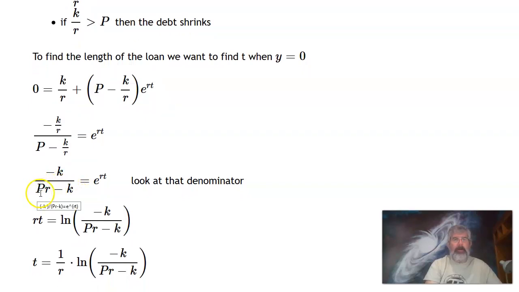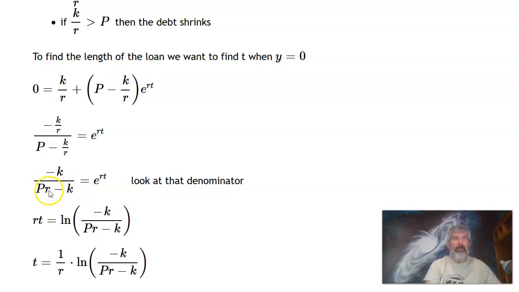P times r is the amount owed times, so the original principal times the interest rate. So that's the interest that's going to be charged in that first year, and the minus k, that's the rate owed. If that's equal to 0, you've got a problem. I mean, you're not ever going to pay it off.